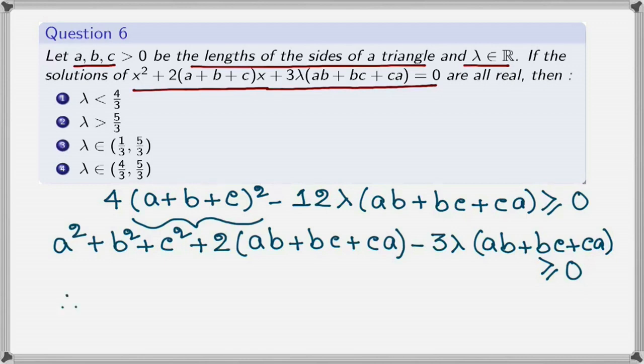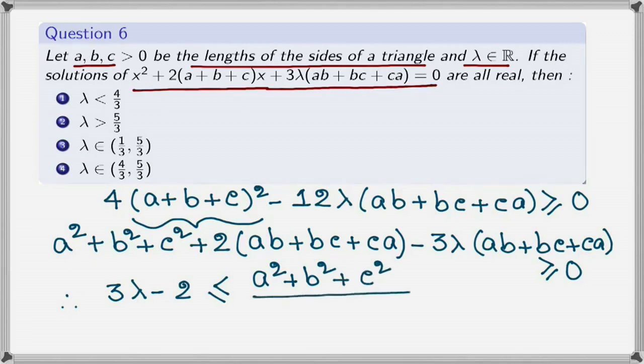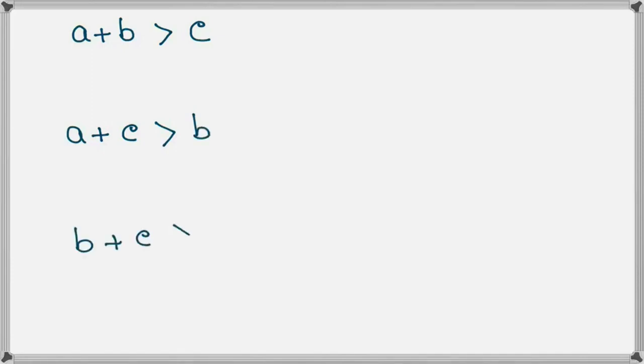So finally we obtain 3 lambda minus 2 is less than or equal to (a square plus b square plus c square) divided by (ab plus bc plus ca). Now we use the information that a, b and c are the lengths of the sides of a triangle. So a plus b is strictly bigger than c, a plus c is strictly bigger than b, and b plus c is strictly bigger than a. So we have these 3 inequalities.